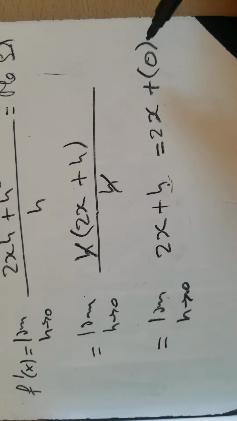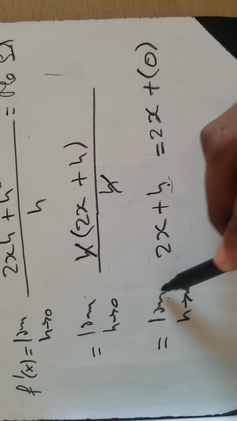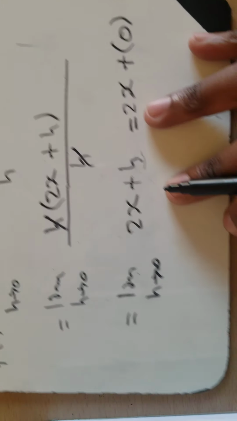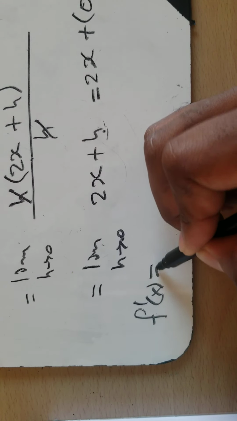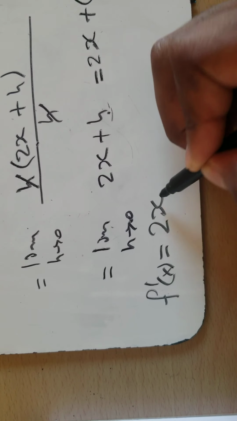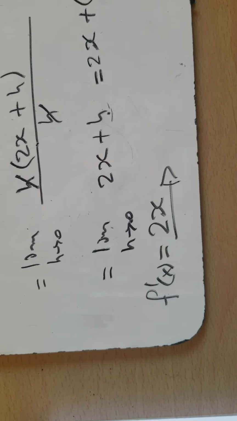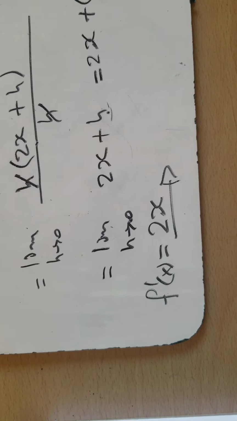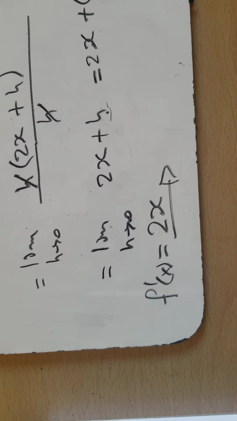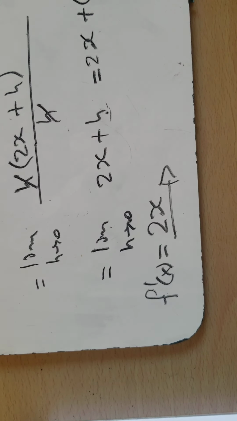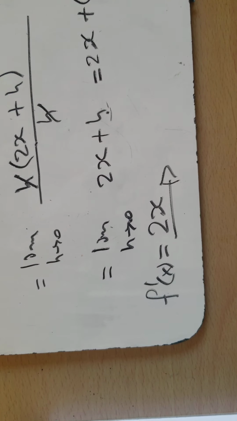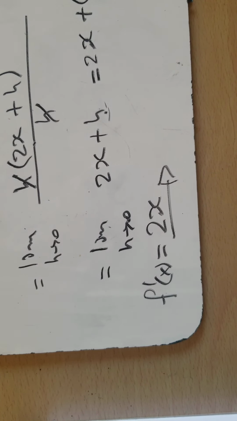The minute you let this be 0, you don't need to write the limit anymore. So now the final solution will be f prime of x is equal to 2x. This is your defined solution. Mathematicians did figure out a way of deriving without using first principles, but getting to the same answer. I will show you just now how you derive using that rule.